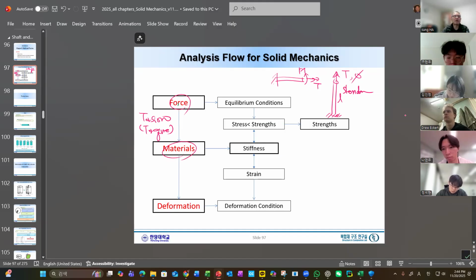Now this material, we have two different types of material. One is the tension, the other one is shear.